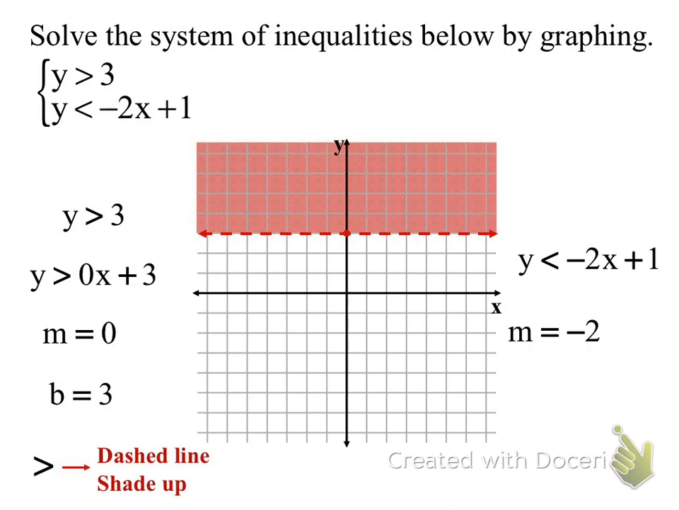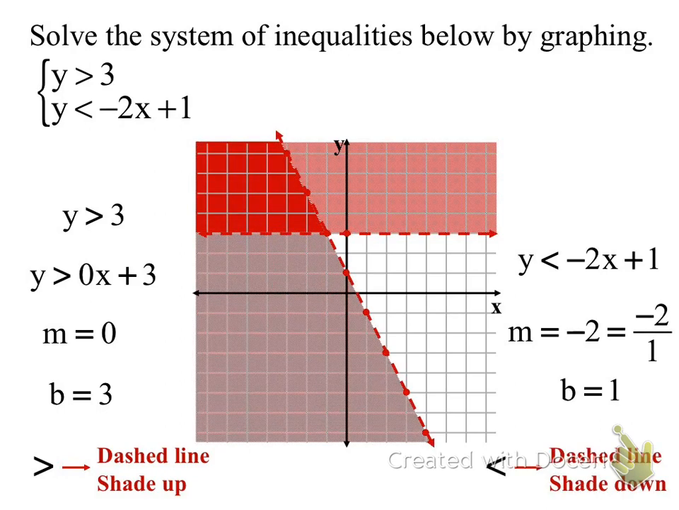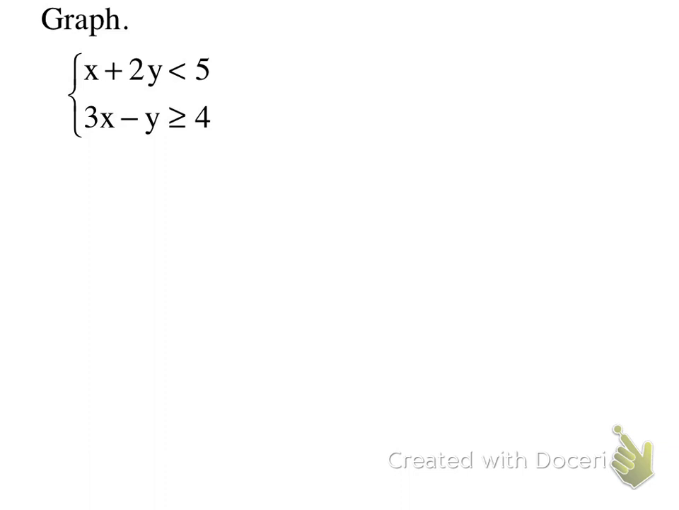And then on the other one, my m is -2, my b is 1. We're going to start at 1, and we're going to go down 2 over 1, down 2 over 1, down 2 over 1. Did you do that correctly? Okay. And then we end up shading down, and it is dashed. Did you get the right part? Okay. Questions? All right, so let's look at a couple of others.